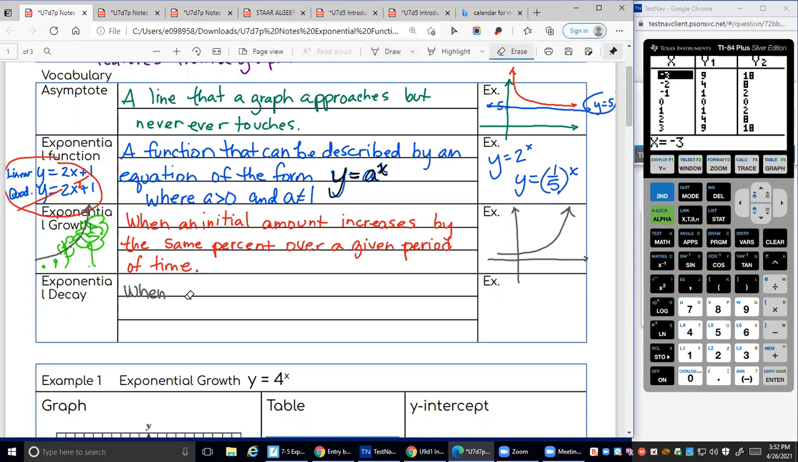Let me take away the U. Why? Sorry about that. Exponential growth: when an initial amount decreases by the same percent over a given period of time.